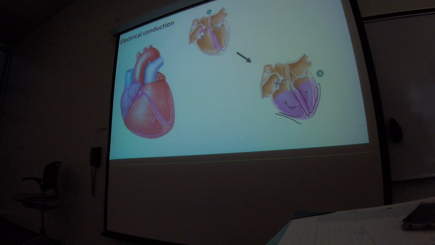Atria contract, right, because these paths are still in place. The SA node's still firing off, so the atria get to contract. But the ventricles will not contract because it's basically a roadblock. You placed a roadblock here, and then the path can no longer proceed.